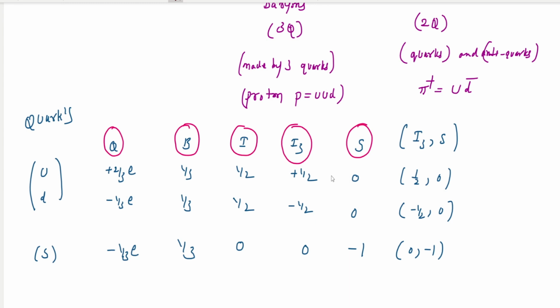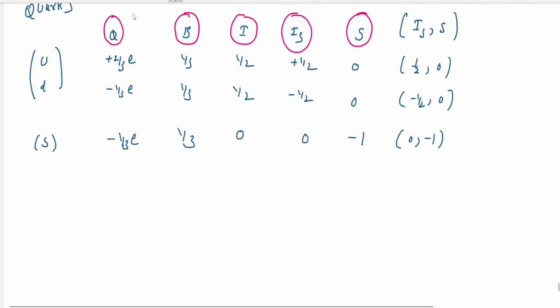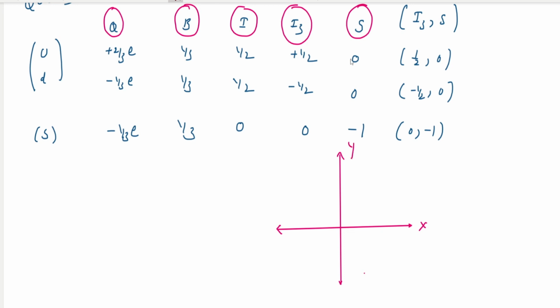According to Gell-Mann, these elementary particles are arranged in a geometrical form, by using the third component of isospin and the strangeness number. For example, if you take the x-axis, this is the x-axis, okay. This is the y-axis. On the x-axis, I am going to take the third component of isospin. On the y-axis, I am going to take the values of the strangeness number. Okay, yes.